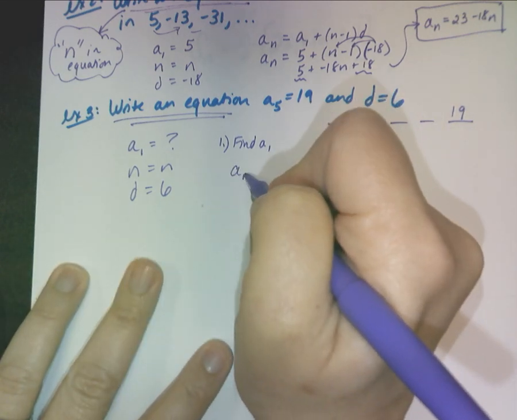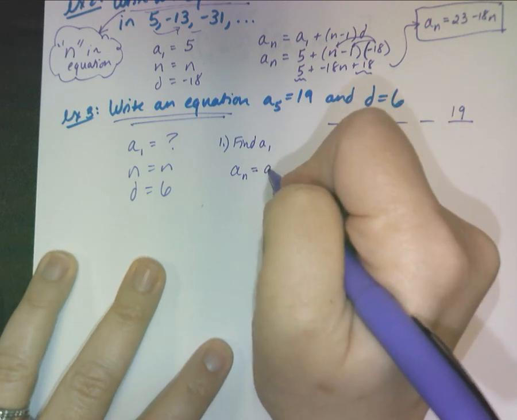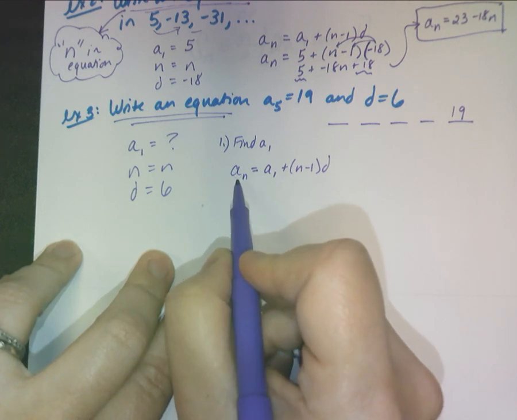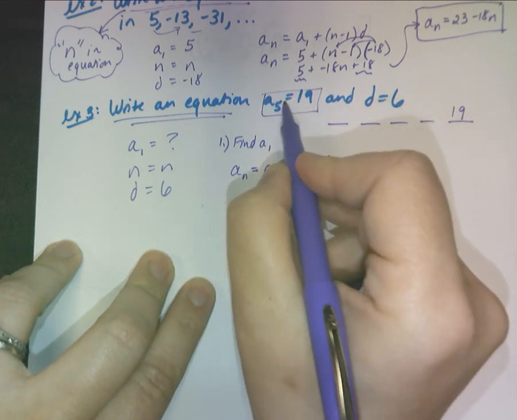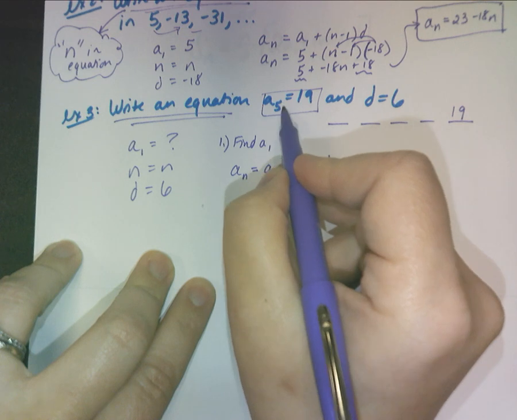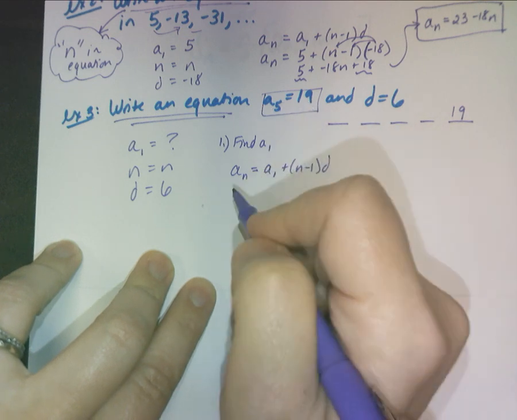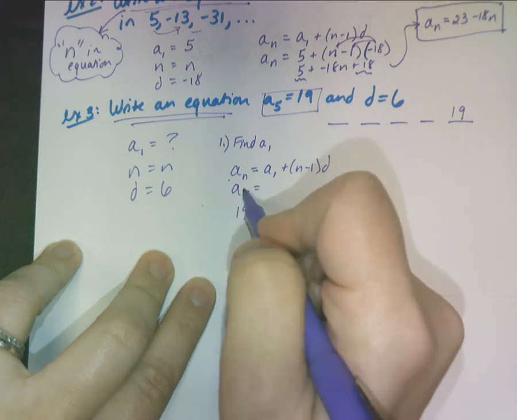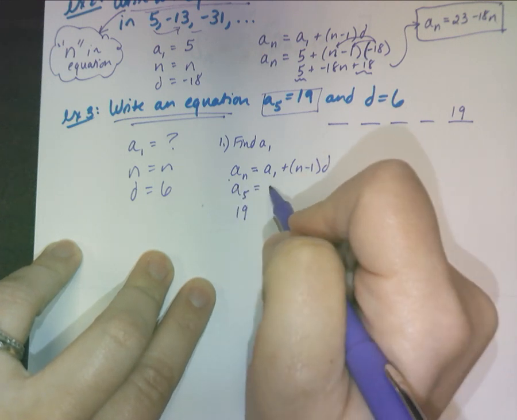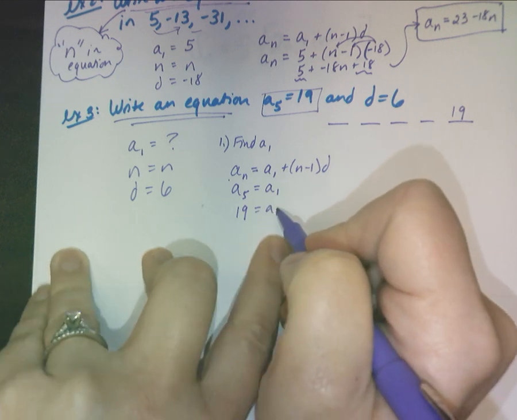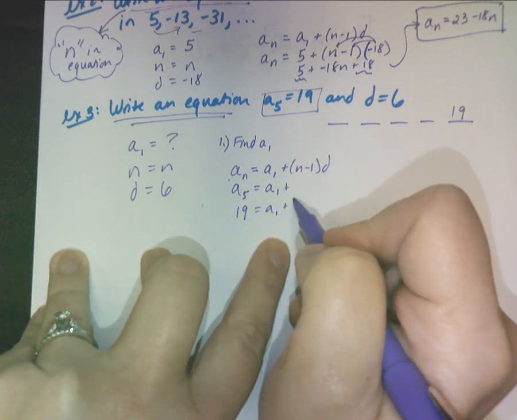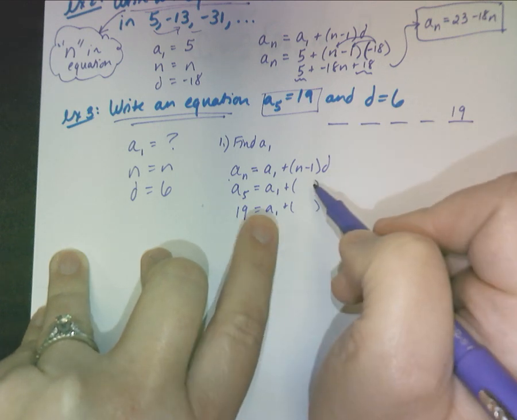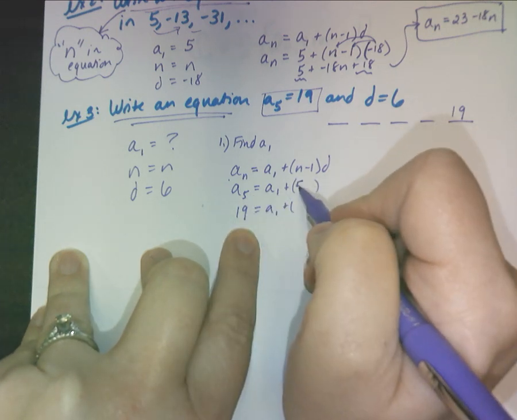Again, here's our formula. A sub n equals A sub 1 plus n minus 1 times d. If I know that A sub 5 is 19, if I know the 5th term is 19, so I put A sub 5 here, and I call it 19, and I leave A1 open, because again, that's what I'm trying to find. What would my n be? My n would be 5.